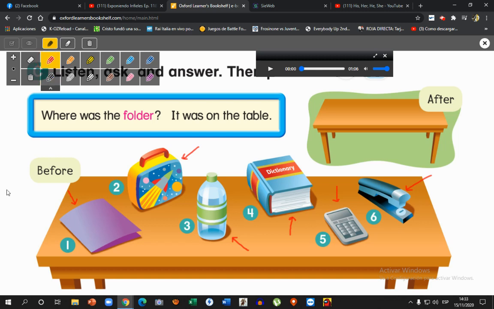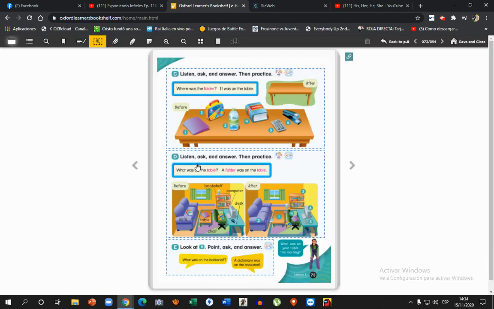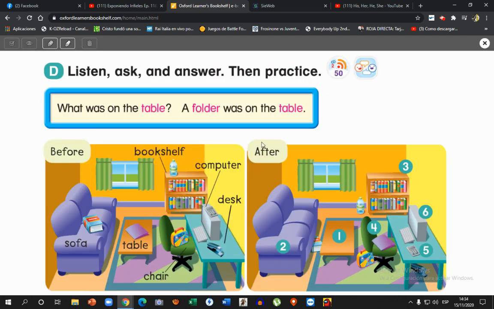Remember that we use before for the past. And look at here, we have the word after that represents the future. Now let's continue with some examples, but in this case, we are going to identify our school supplies in different parts of our house. In this case, we are going to talk about our bedroom or maybe the living room, okay? So, listen.